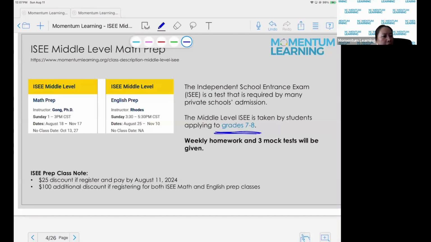Please expect quizzes. Every week you have homework, and we also have 3 mock tests. Most of the mock tests will be taken at home, but depending on the time, we may have 1 mock test at the end in the class.